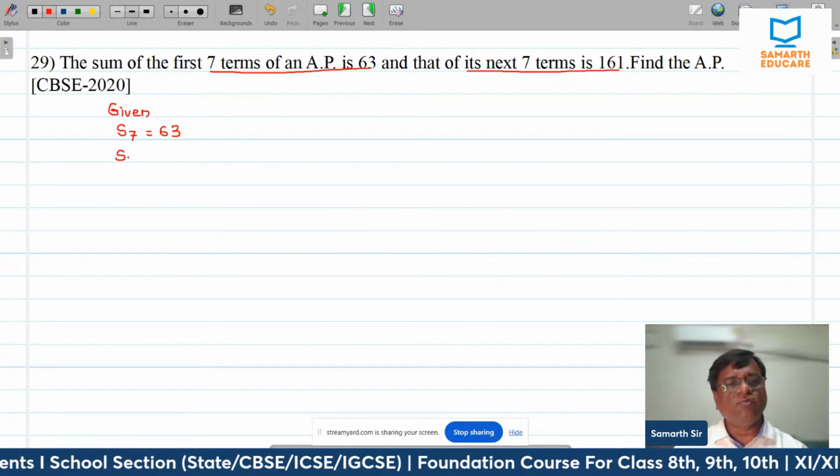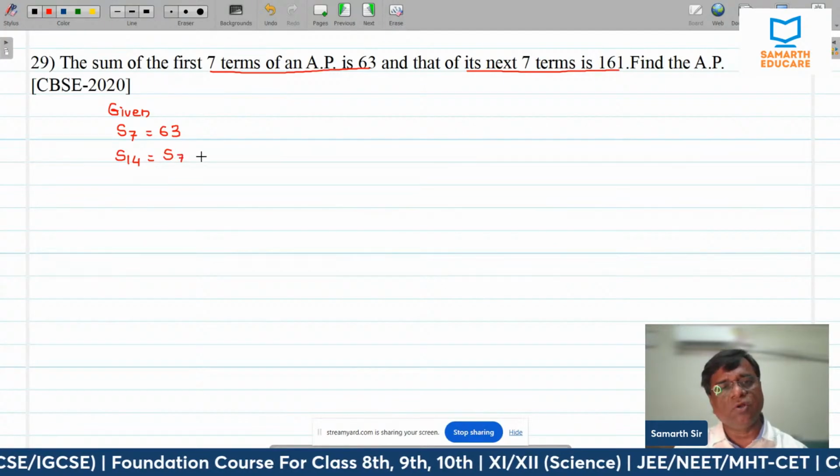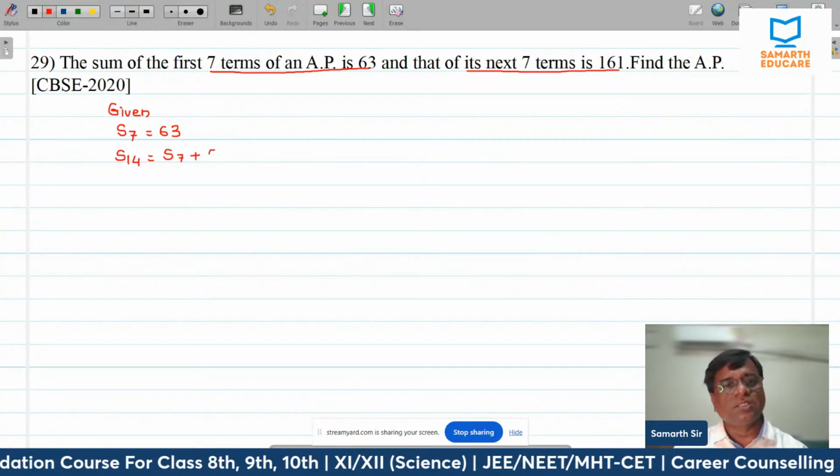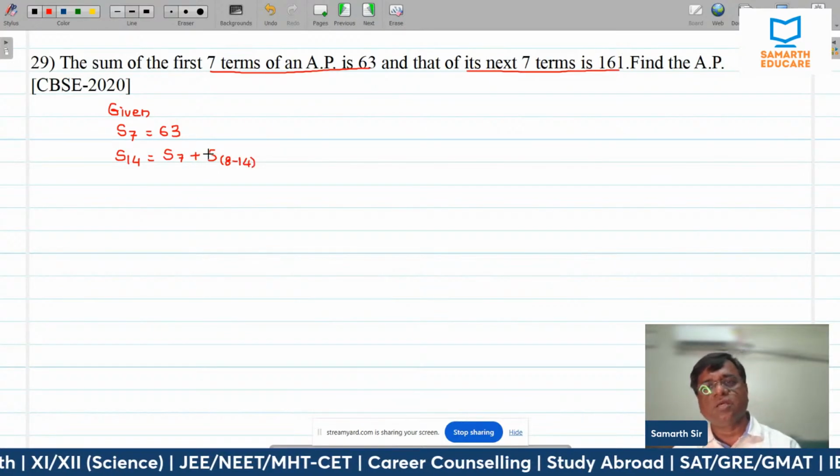Then he says the sum of the next 7 terms. So, for example, if I want S14, that will be equal to S7 plus the sum of terms 8 to 14, meaning those next 7 terms.